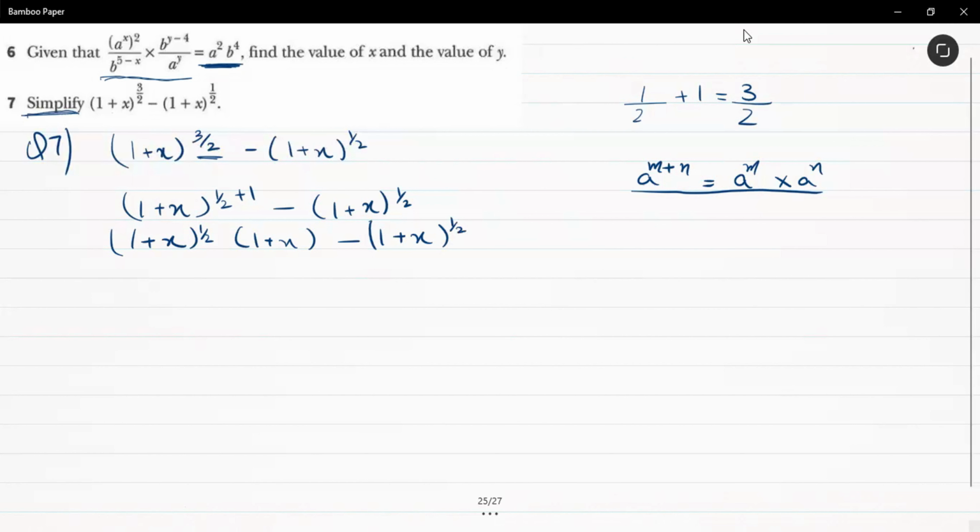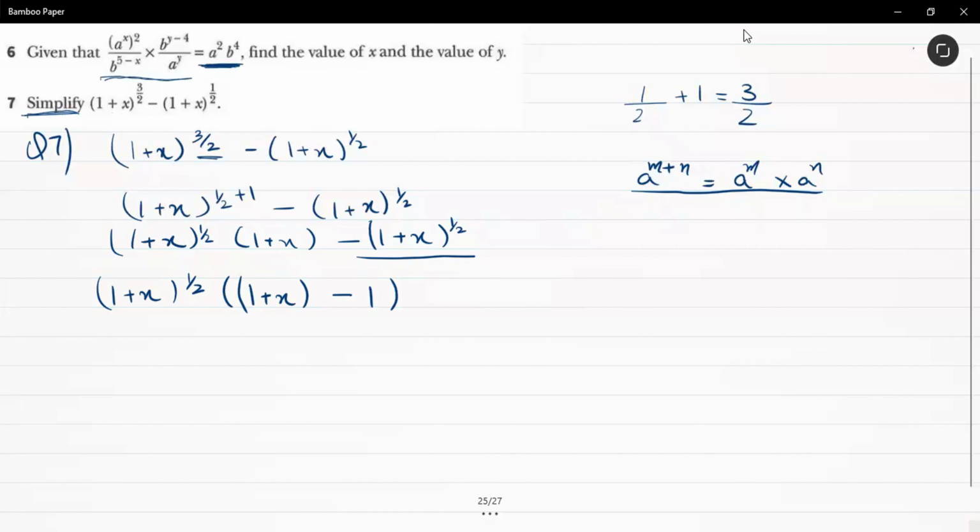Now look at what's common in each of these terms. We have 1 over 2, 1 over 2, and 1. All of these have at least a power of half on them. So what we can do is take (1 plus x) to the power 1 over 2 as the common factor. When we've taken that out, we simplify to (1 plus x) minus, and since we've taken (1 plus x) to the power 1 over 2 as a whole out of here, we can say this is 1.